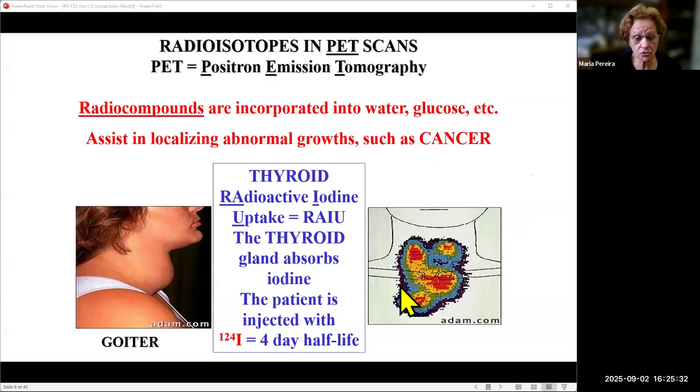One can also use a glucose that has a form that is radioactive, and that can give us an image of cancer. Why? Because cancer cells take a lot of glucose. So that can be used for a PET scan. Yes. So the radioactive iodine is injected to an individual that requires an exam on the thyroid.